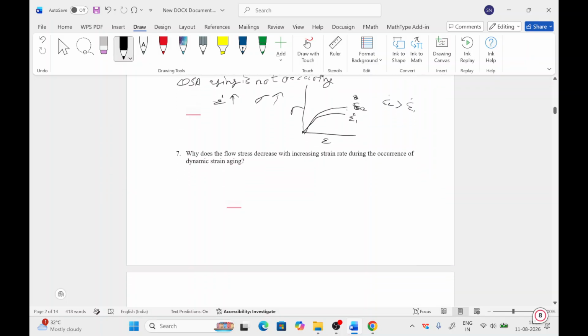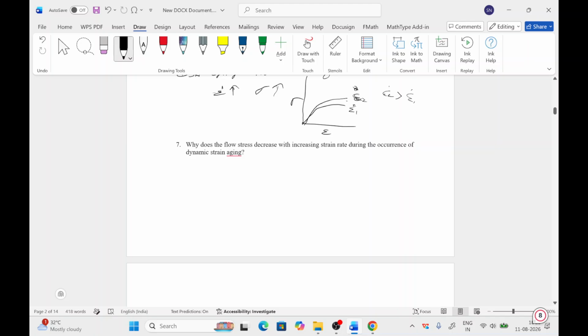Seventh question is, why does the flow stress decrease with increasing strain rate during the occurrence of dynamic strain aging? In dynamic strain aging, DSA, the solute atoms could not catch the dislocations with increasing strain rate.